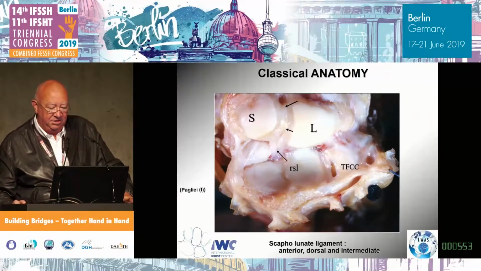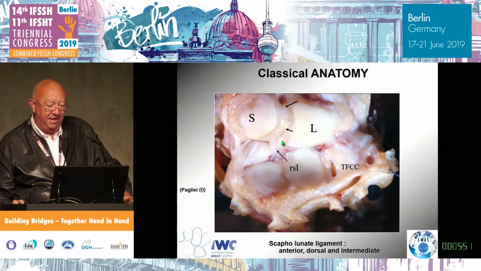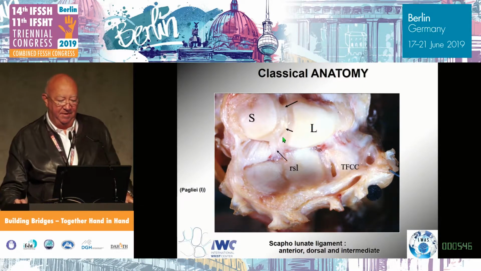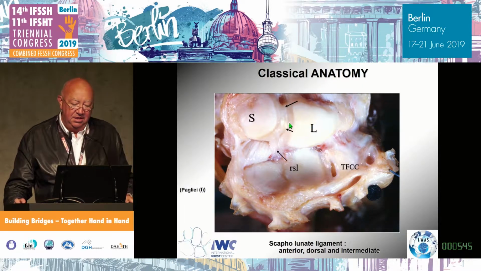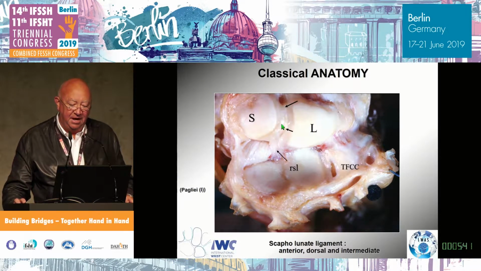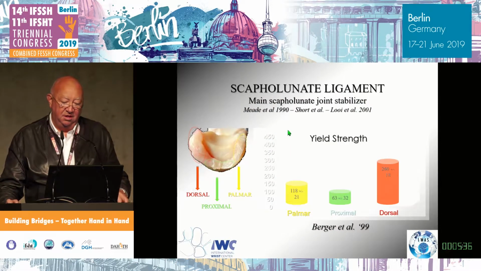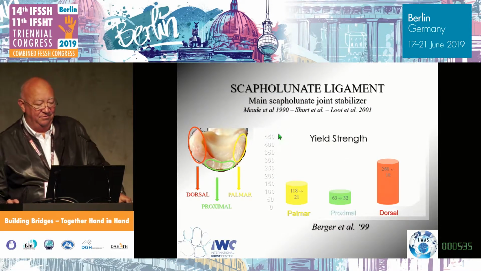Okay, thank you very much. So at the beginning, we believed that the scapholunate ligament was the arch between the scaphoid and the lunate, but if you look carefully at this cadaveric preparation, you see that the aspect of this area is not exactly the same as the other one, and it's because it's not really vascularized.